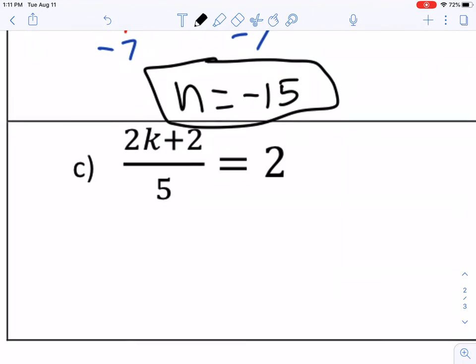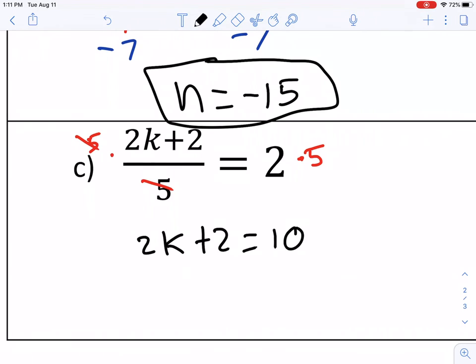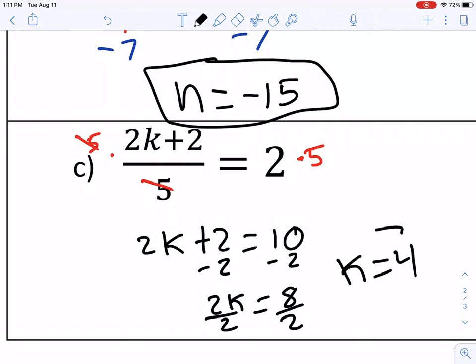Hopefully you're feeling comfortable on this. What am I going to have to multiply to both sides on C? That's right. I'm going to multiply 5 to both sides on C. And then I can solve my two-step equation. So that's going to give me 8. So 2k equals 8. Divide 2. And k equals 4.